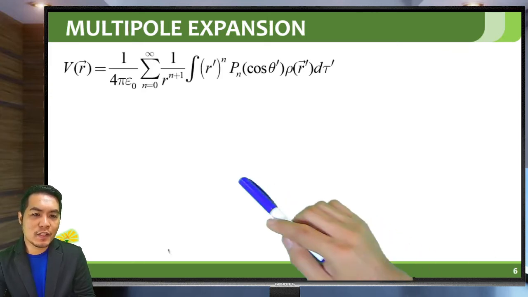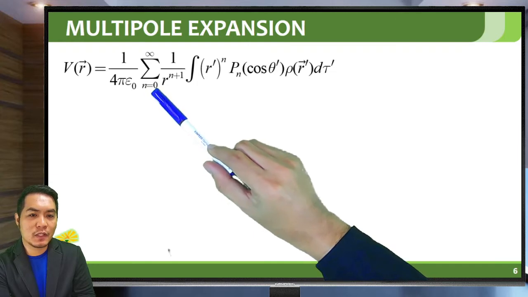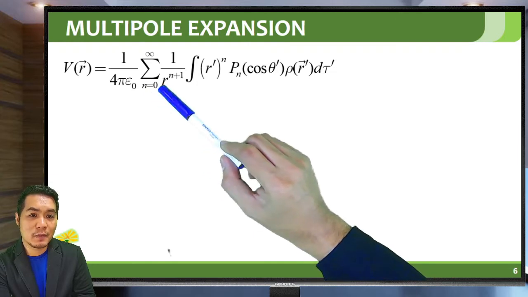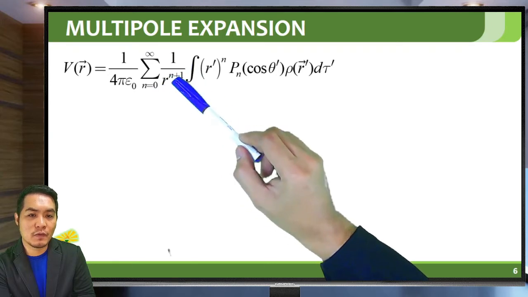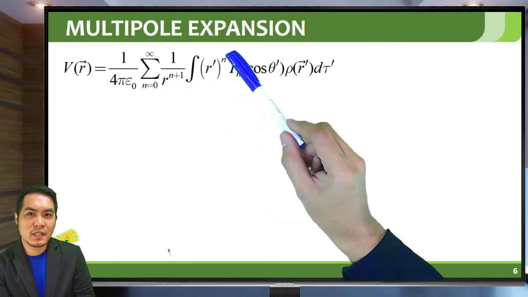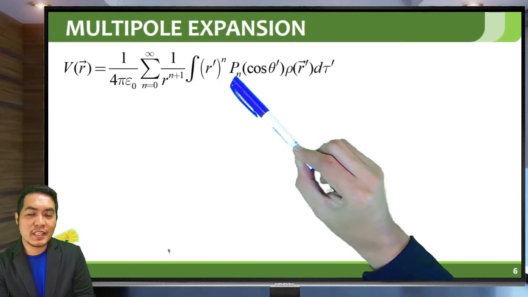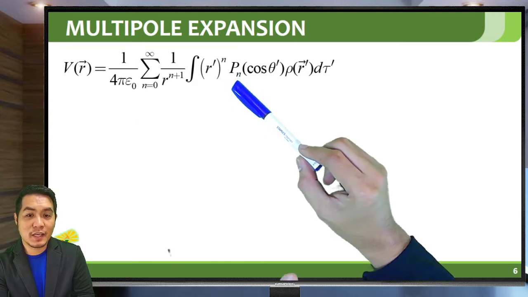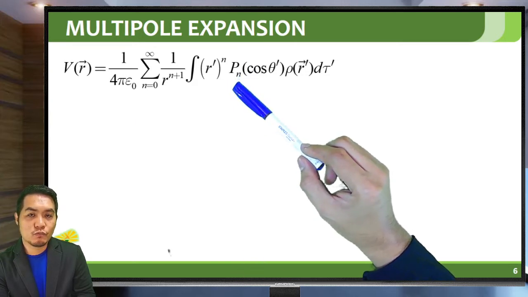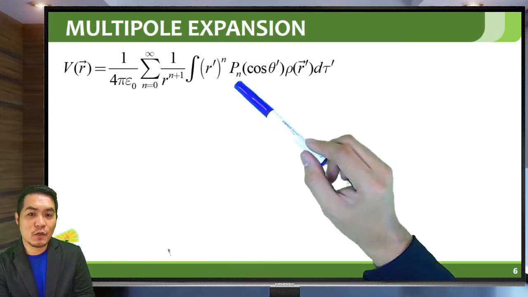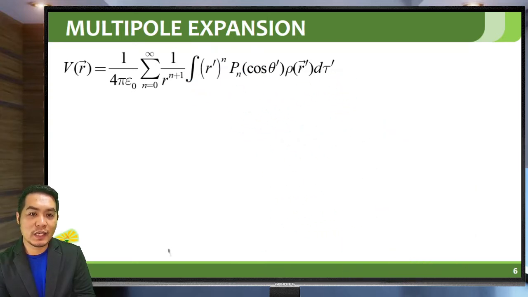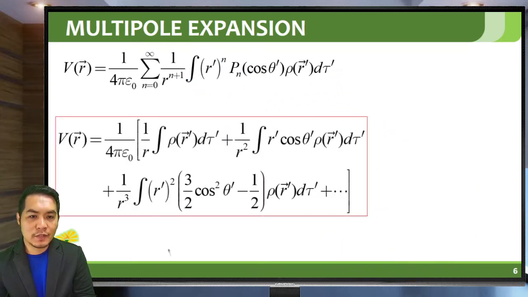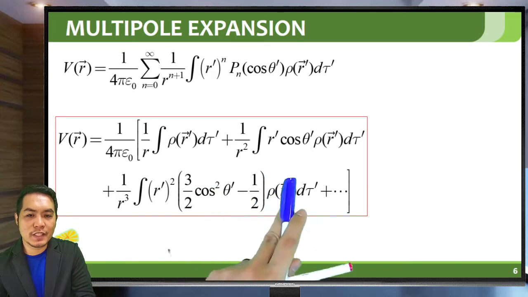So the first term here is when n is equal to 0. So when n is equal to 0, you have r to the 0 plus 1, so now you have 1 over r. So r prime to the 0 is just 1. P0 is the first Legendre polynomial, P0. That's actually also equal to 1. So basically, this is just integral of rho d tau. And so that's the first term, that's the second term, the third term.